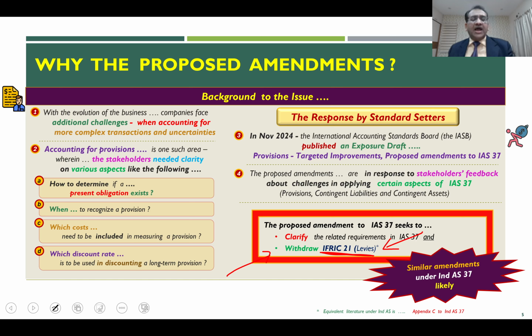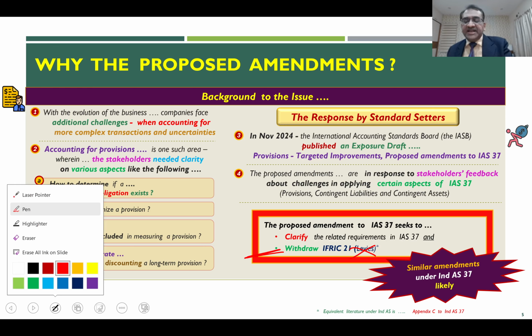Okay, so under the IFRS world, this interpretation, IFRIC 21, after the proposed amendments to IAS 37 are effective, this particular piece of the standard will go. It will be withdrawn. Rather, the new proposed and amended IAS 37 will also incorporate the accounting with respect to such levies as well.